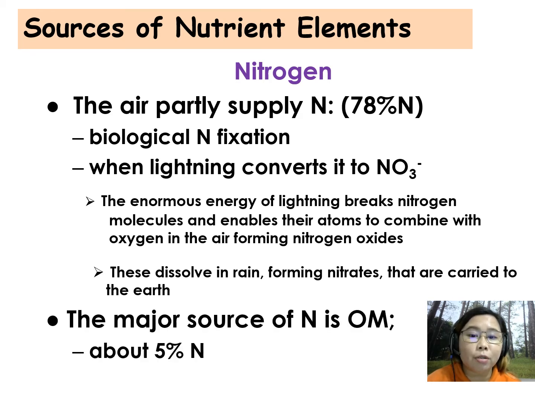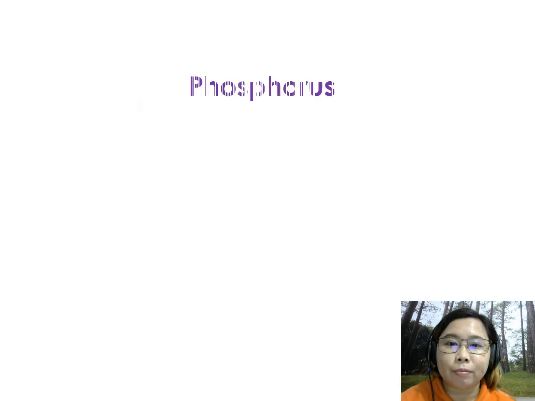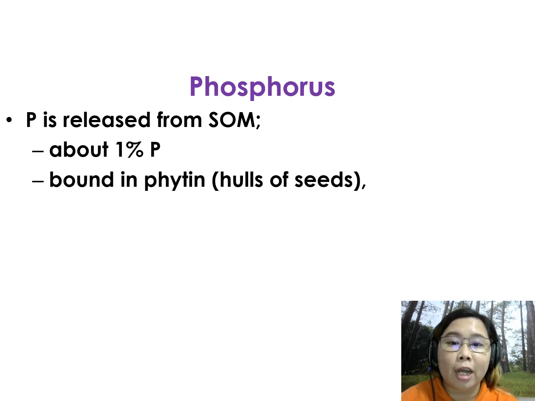Now, the major source of nitrogen is what we call the organic matter. The organic matter contains about 5% nitrogen. Most minerals in the soil do not contain nitrogen. Okay, so that's for nitrogen. Now let's discuss the sources of phosphorus. Phosphorus is released from soil organic matter. About 1% phosphorus comes from organic matter.